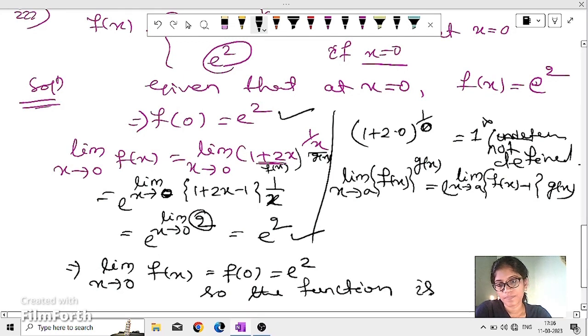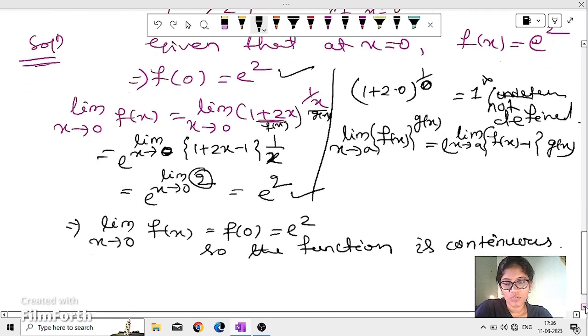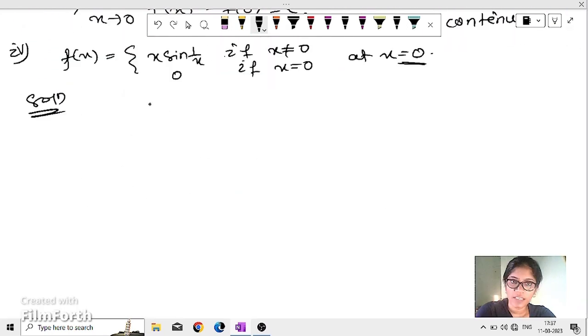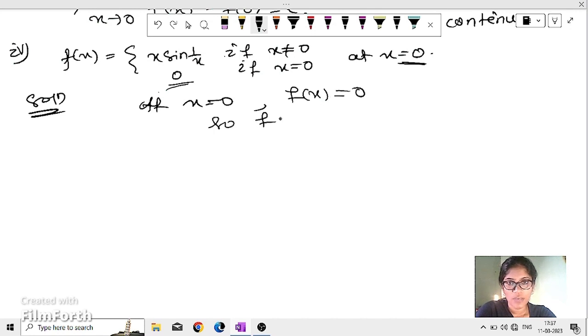So the function is continuous. But here at x equal to 0 the function value is equal to 0, so f of 0 is equal to 0. Next, for the limit value.